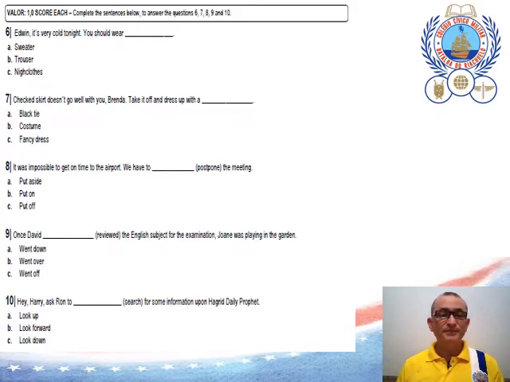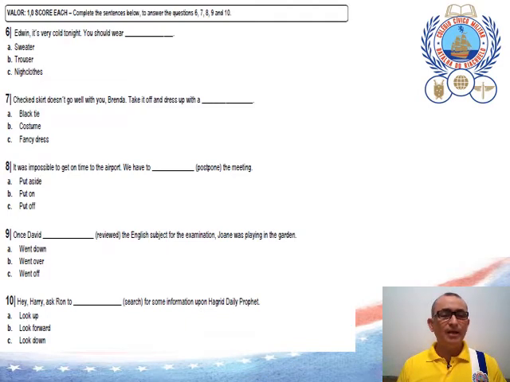What option? Number 9. Once David reviewed the English subject for the examination, Joanne was playing the garden. Olha aí, Joanne tá brincando no jardim, né? Uma vez que o David tava revisando a matéria do inglês para a prova igual a vocês, né? Options. Went down. Went over. Went off.